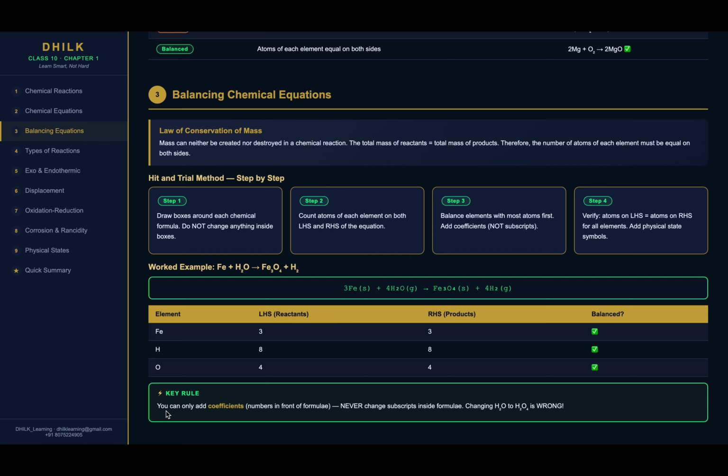The key rule that you have to know is that you can only add coefficients. Coefficients means numbers in front of the formula. Never change subscripts inside the formula. If you change the subscript, it will completely change the compound.